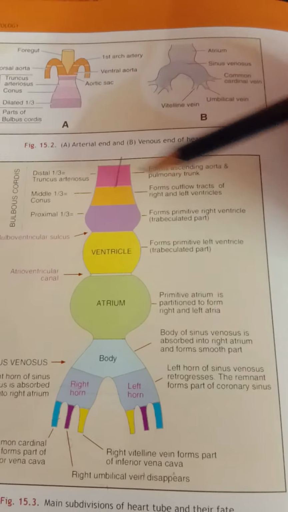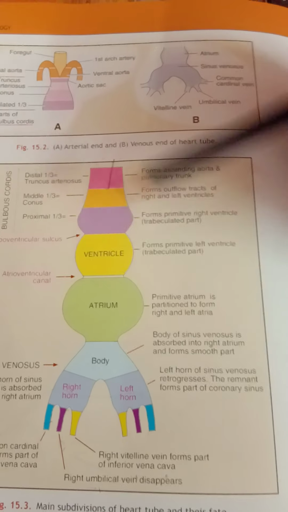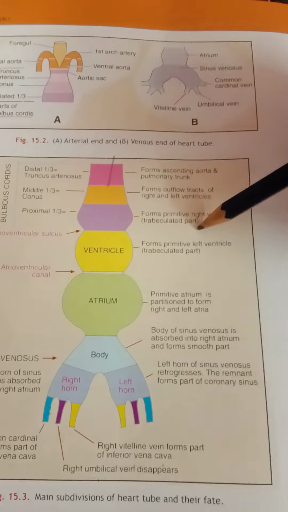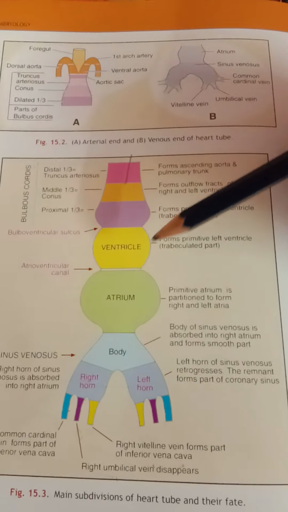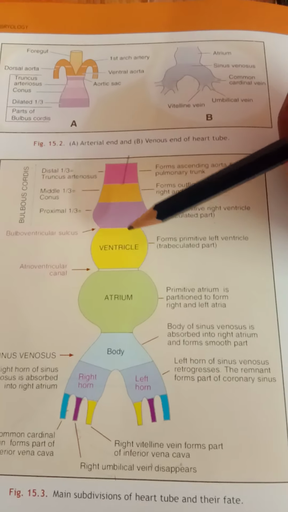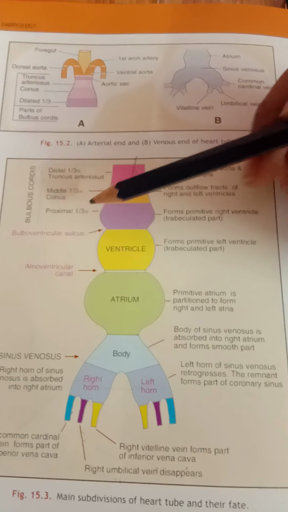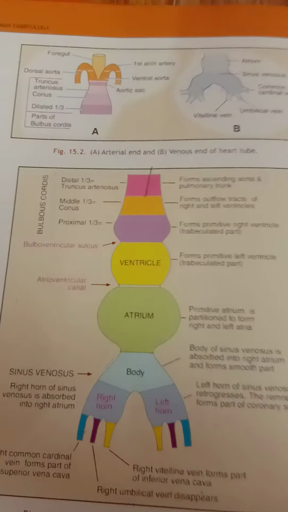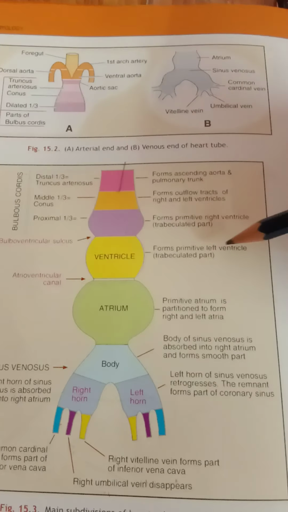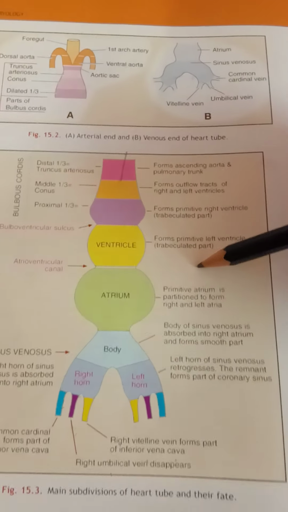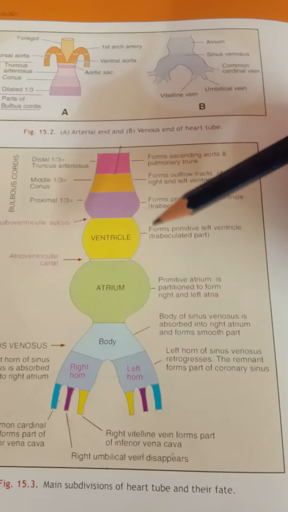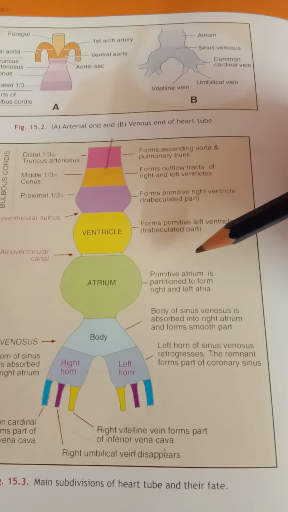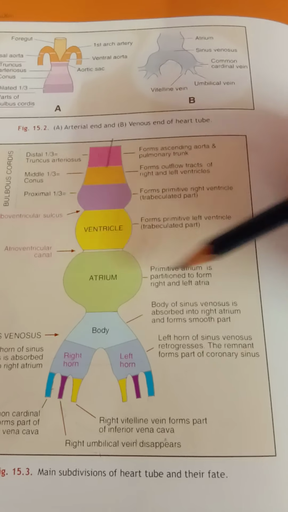So these are the outflow tracts which are mainly formed from the middle conus, and the proximal part forms the primitive right ventricle. So remember that the right ventricle is formed from the proximal one-third of the bulbus cordis. And next we have the primitive ventricle. In between this ventricle and the bulbus cordis, we have a sulcus called the bulboventricular sulcus. This ventricle mainly forms our left ventricle, that is the trabeculated part. And between the ventricle and atrium, we have the atrioventricular canal, and the atrium gives rise to both the left atrium and right atrium. The primitive atrium is partitioned to form the right and left atrium.